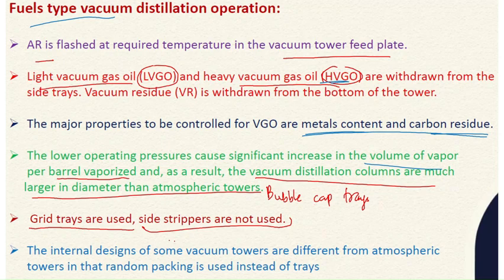Okay. So the internal design of some vacuum towers is different from atmospheric towers, in that random packing is used. In some special cases, trays are also not used in vacuum distillation towers. Sometimes random packing is used, but that is in special cases. Obviously, these are all general cases we are studying. But depending on the specifications of different countries, different cities, and different refineries, there are special cases also available. Okay. Is that clear?